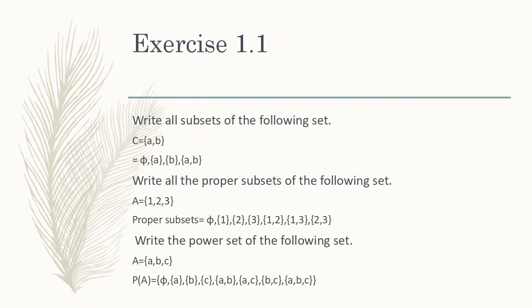Here we note that the power set must be written in curly brackets: the empty set, {A}, {B}. First we write the single elements separately, then we write the sets of 2, and then the set itself. We can see that in proper subsets we cannot write the full set 1, 2, 3 together, because every set is an improper subset of itself.